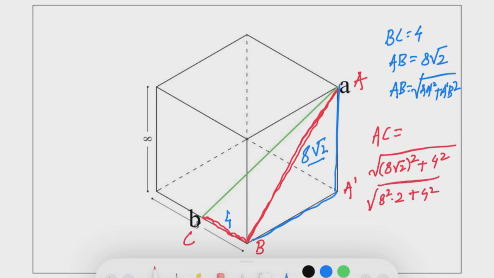Further, from here we can take 4 square common. When I take 4 square common, the 8 square will become 4, the 2 becomes 2 itself, and this becomes 1. So from here, now what do we get? We can take 4 out. The inside thing becomes 9. Therefore, this becomes 4 into 3, and that is 12.